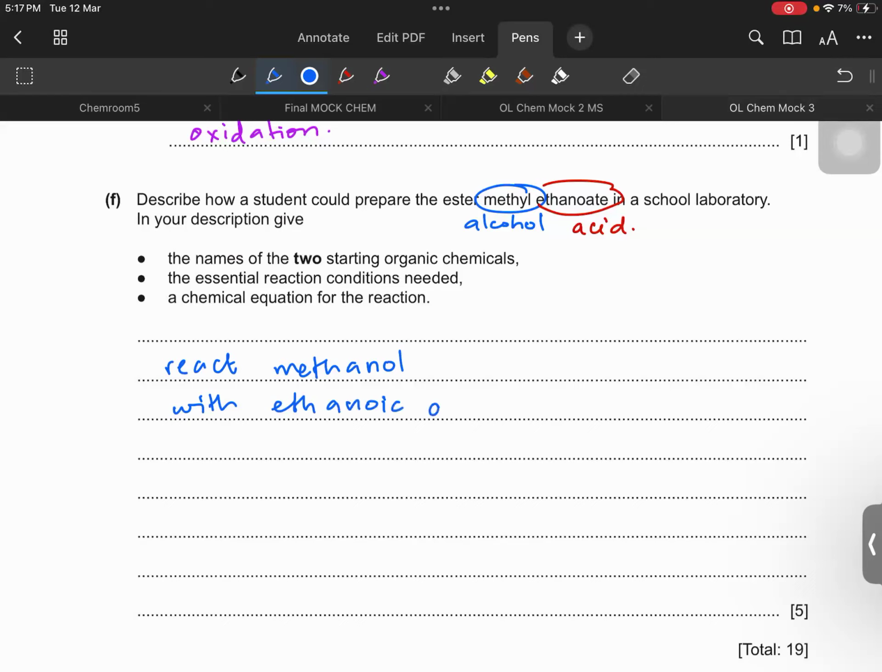And what are the conditions? High temperature with concentrated sulfuric acid as the catalyst, under reflux. Reflux is the name of the condition where you strongly heat it and fit a condenser on top.